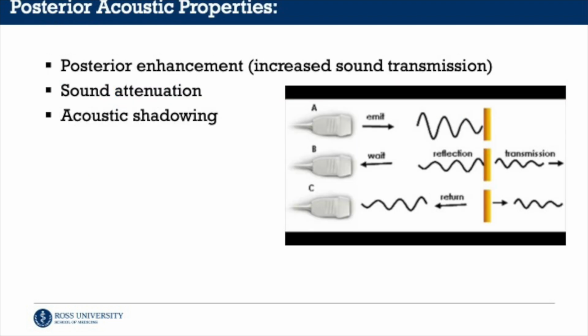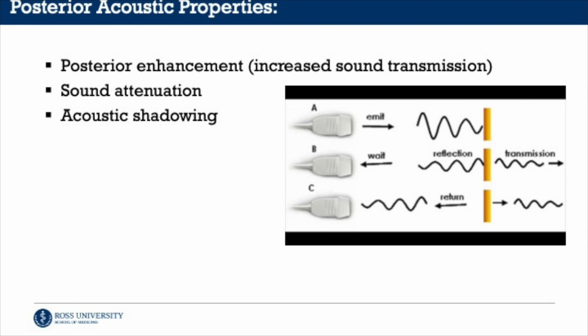Some important posterior acoustic properties to understand include posterior enhancement, attenuation, and acoustic shadowing. Acoustic enhancement, also known as posterior enhancement, refers to a phenomenon where there are increased echoes deep to structures that transmit sound exceptionally well, particularly fluid-filled structures such as cysts, the urinary bladder, and the gallbladder. Attenuation in ultrasound refers to a reduction in the amplitude of the ultrasound beam as a function of distance, meaning that the deeper a structure is, the more that the ultrasound wave will be attenuated.